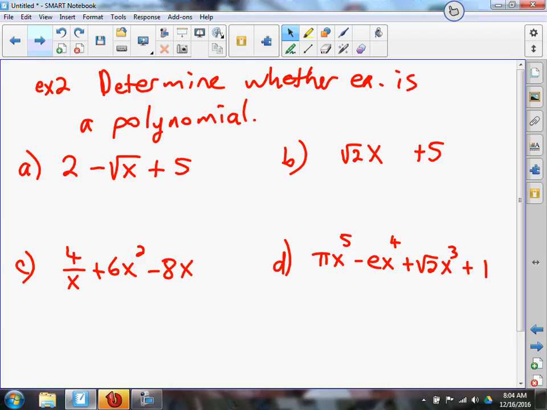Okay. So number A, is that a polynomial? I'm seeing people shaking their heads no. Maybe you don't know why, but you're right, it's not. It's not a polynomial.